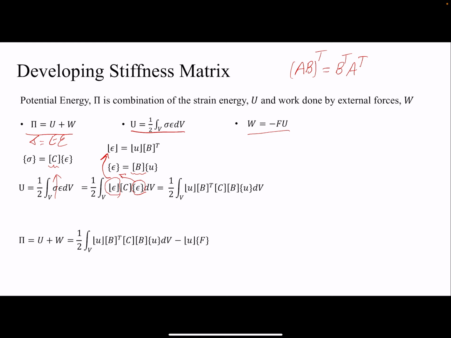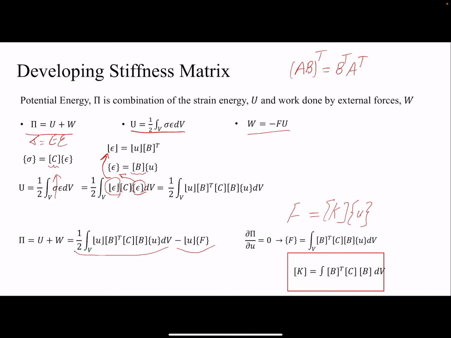And if I put the potential energy, the first component would be the strain energy. The second component would be the work done on the sample. I'm going to minimize that, so set it equal to zero. And that's the equation that I get. And if I compare it with F equals KU, I can find my stiffness matrix. So the stiffness matrix for a quadrilateral element is the B matrix transpose, elasticity matrix, B matrix, dV.